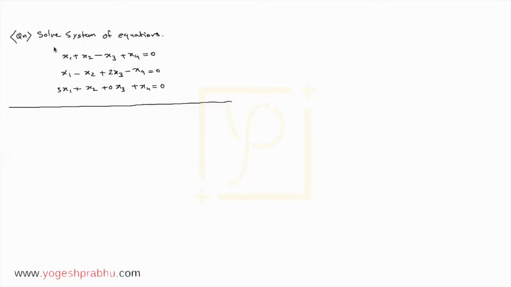Now let's see the solution of this problem. Okay, we are supposed to solve the system of equations. So we have three equations here, all of them are linear, and let us see how the solution works. I'm going to solve this question completely step by step.